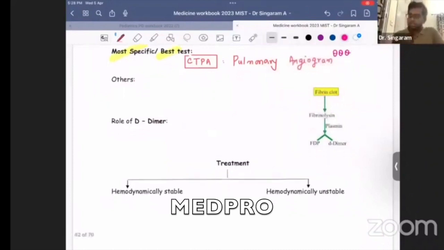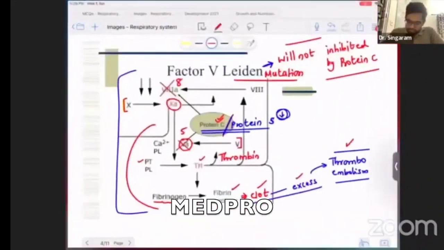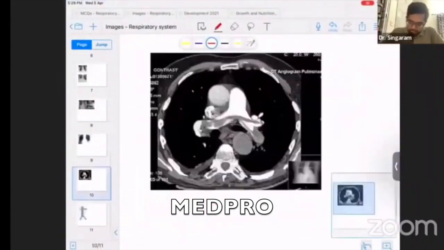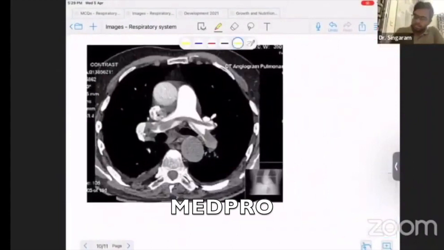Fine. Now, you can very easily see, if you do the CT pulmonary angiogram, you can easily see the embolus. I'll show the picture, how it would look. Okay, see this particular picture? This is how the embolus would look. Just a minute. Okay, see here. Can you see that? This is the picture I was talking about. Can you see this is the pulmonary artery? Think like this. This area is the pulmonary artery.